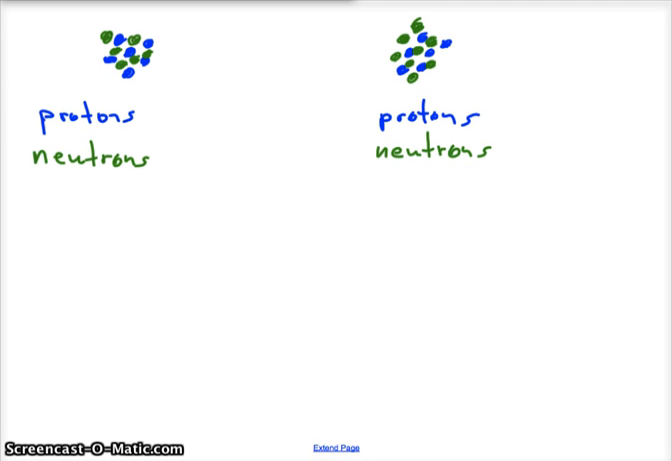Okay, guys, so we're going to talk about isotopes and atomic mass in this lesson. So I've gone ahead and drawn these nuclei. They're not very good, but you get the idea. So here's a nucleus of an atom and the nucleus of another atom. The electrons don't really matter as far as this is concerned. And so the blue dots represent protons and the green dots represent neutrons.